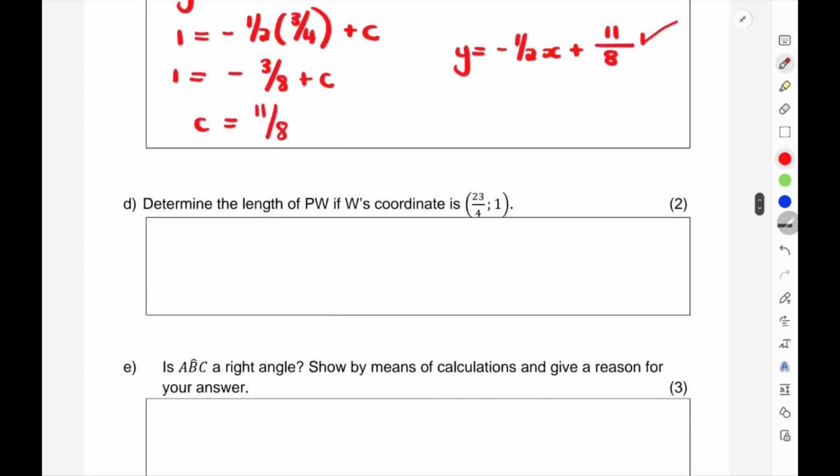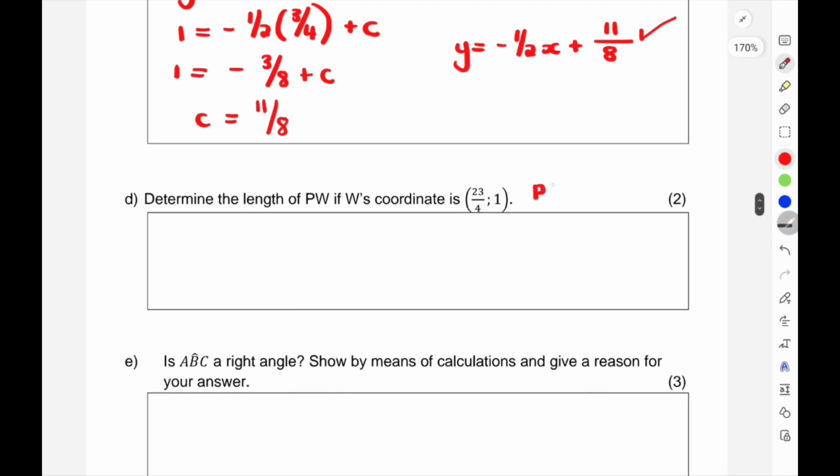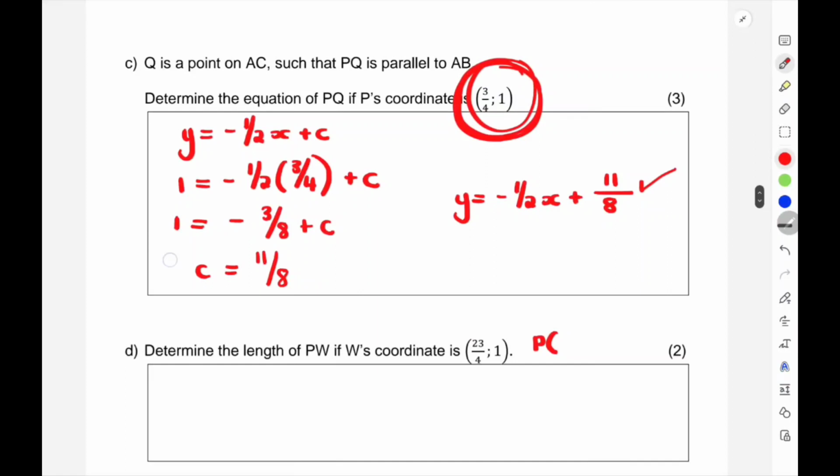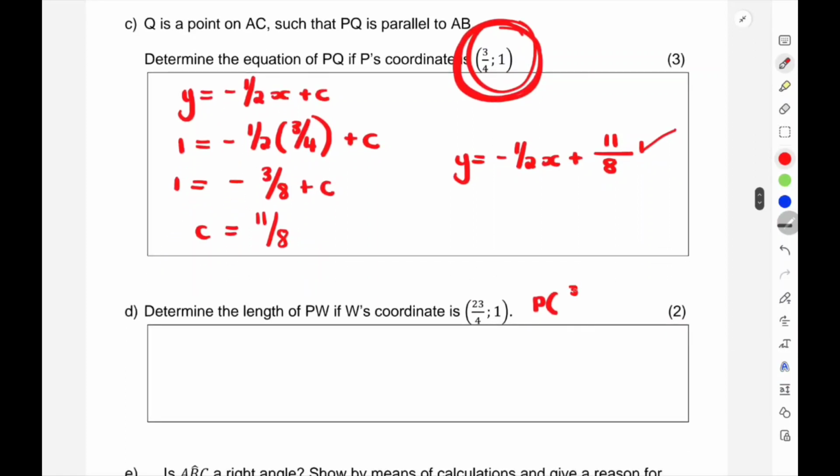Okay, the next question. Determine the length of PW if W's coordinate is 23/4, 1. Okay, so we don't care about that. We've just been given W's coordinate, and I just want to write down P's coordinate again. I'm going to go with this one here, which we're given there, 3/4, 1.